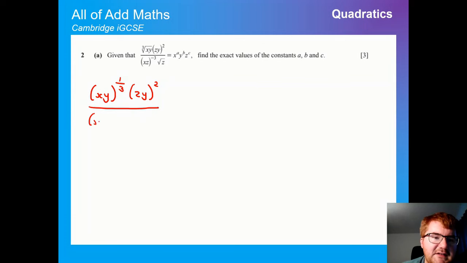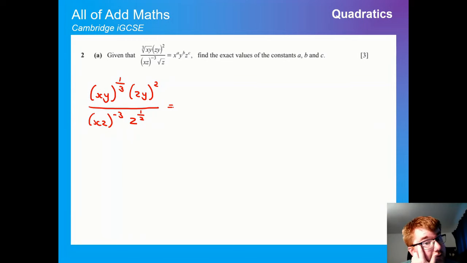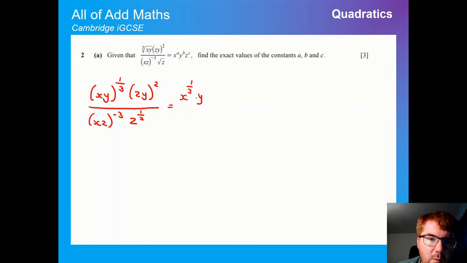We've got xz to the power of minus 3. Root of z is equal to z to the power of a half. Then we're going to multiply these out. So we've got x to the power of a third. We've got y to the power of a third. We've got a z squared and a y squared.